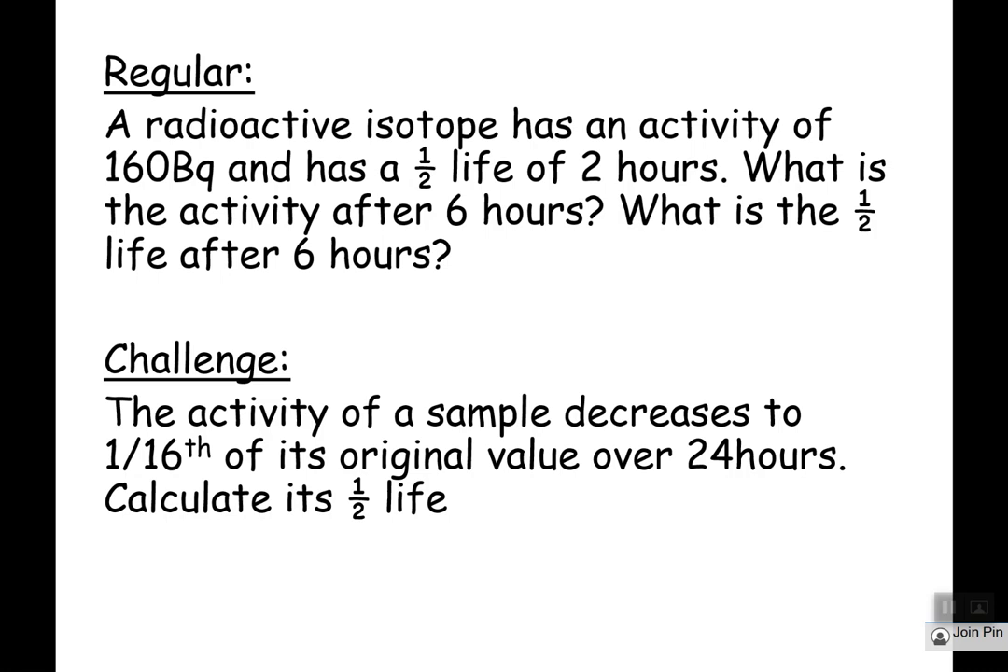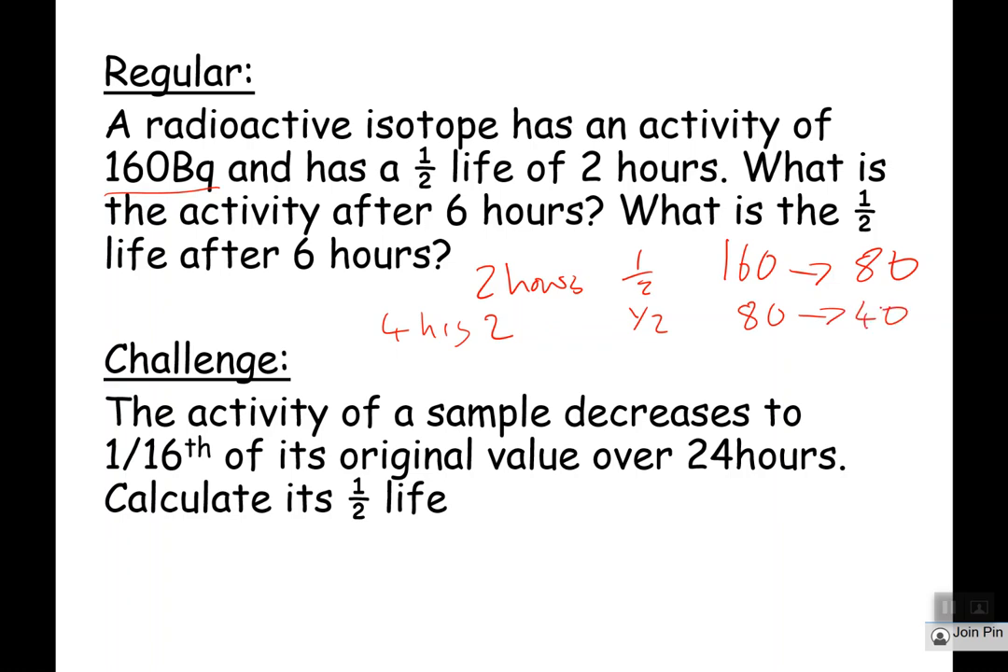Right, so a radioactive substance has an activity of 160 becquerels, a half-life of 2 hours. What's the activity after 6 hours? Right, so in 2 hours, it's going to have halved, and it will halve from 160 to 80. After another 2 hours, it's going to have halved again. So now we're on 4 hours. So it's going to go from 80 to 40. After another 2 hours, we're getting to 6 hours, which is what we want. It halves again, and now we're going from 40 to 20. So the activity after 6 hours should be 20 becquerels.